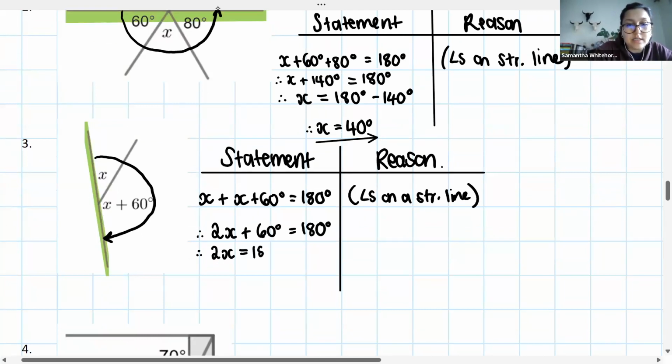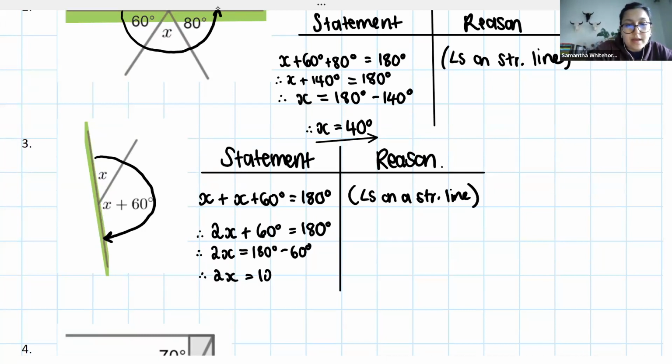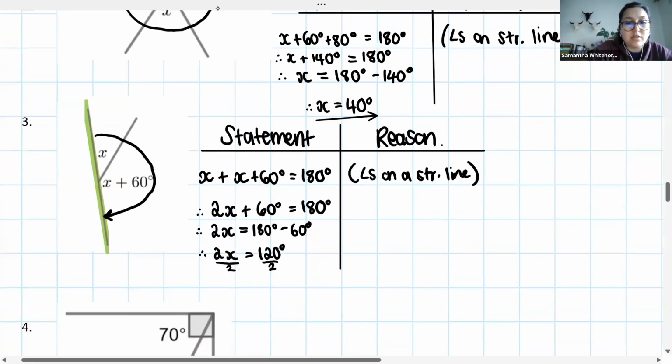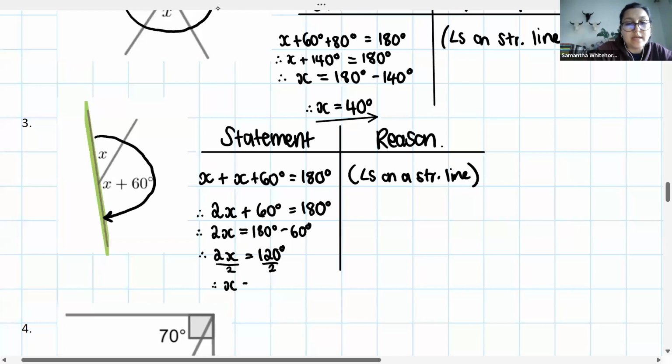So I've got 180 minus 60, which we know gives us 120. And then to solve this equation, I need to divide both sides by 2 to get rid of that coefficient. And so x is equal to 120 divided by 2, which is 60.